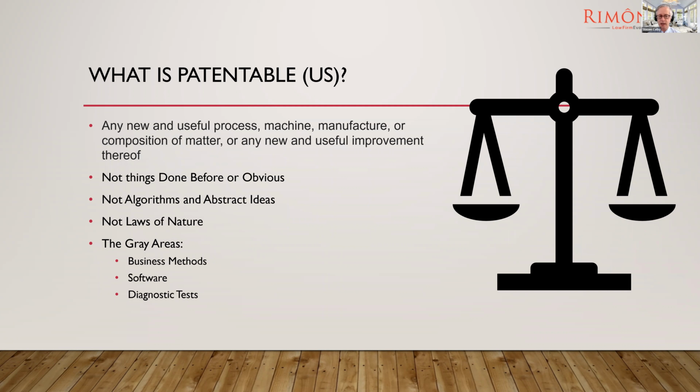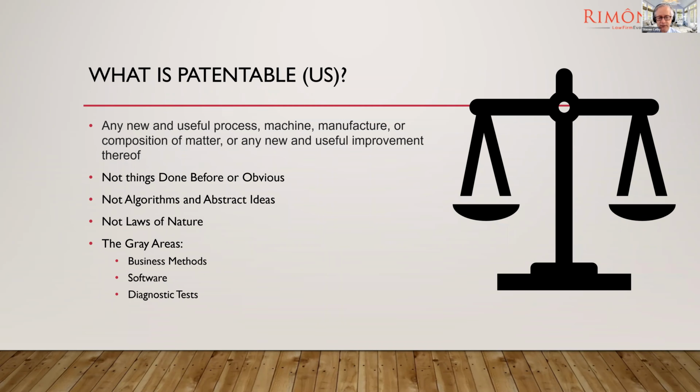Things that have been done before aren't patentable. Things that are obvious assemblies of things that have been done before aren't patentable. You can't patent algorithms, just a straight mathematical algorithm. You can't patent some abstract ideas. And you can't, of course, patent laws of nature. Discovering gravity doesn't give you a right to patent gravity.